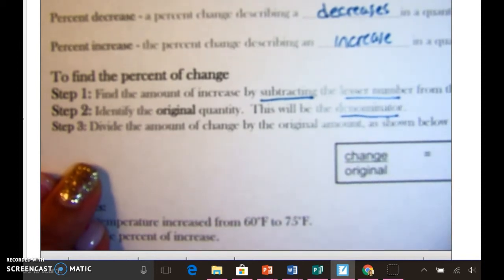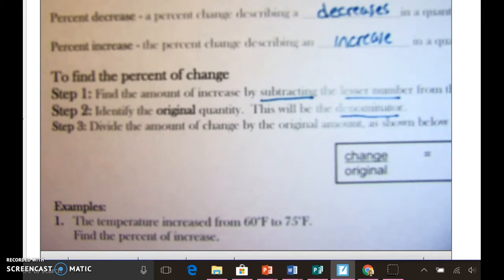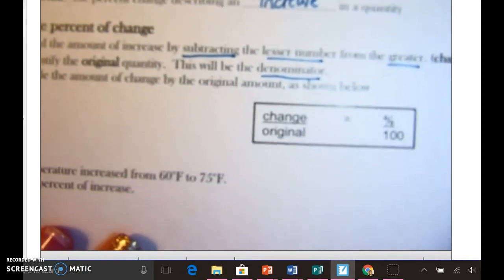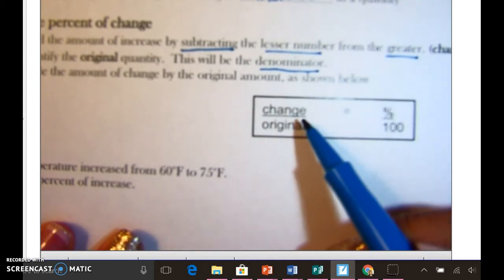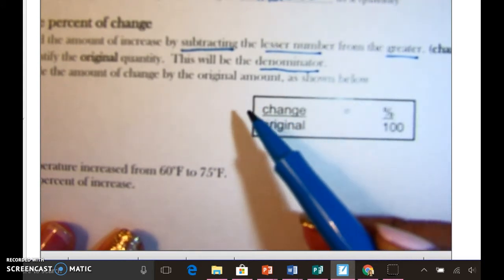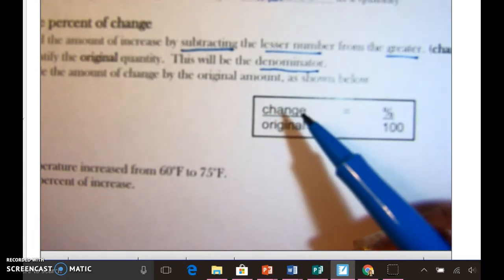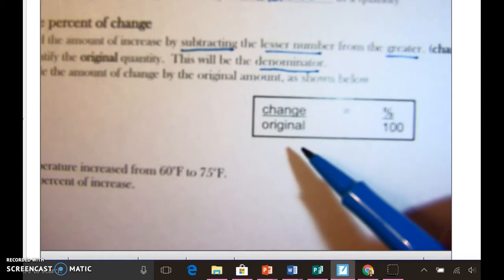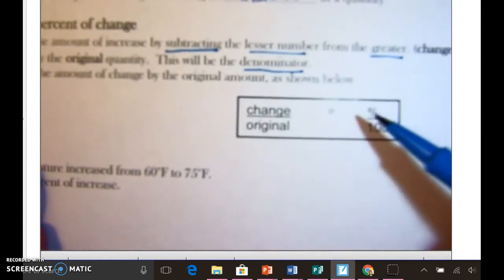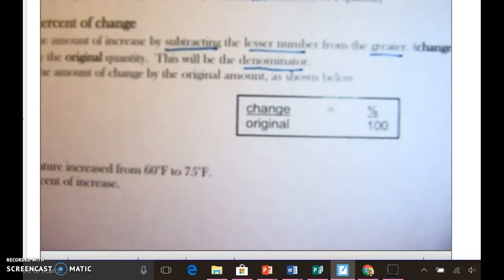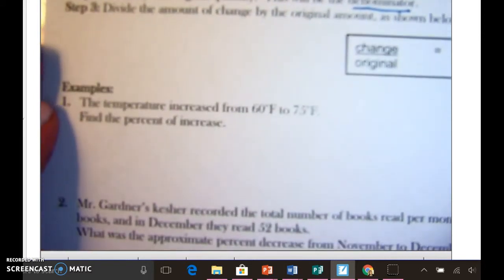The last step is to divide the amount of change, the difference, by the original amount as shown here. So you'll subtract the new amount from the original, or whichever one's greater, divide that by the original amount, and then you'll get a decimal, which will change to a percent of change. Let's try one together.